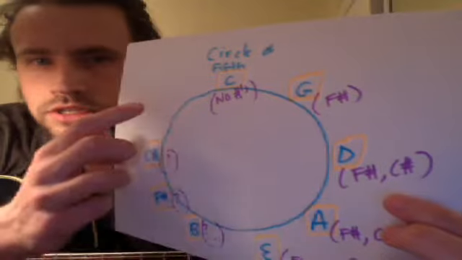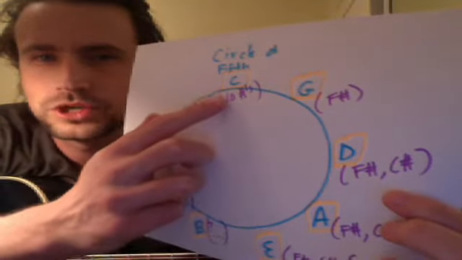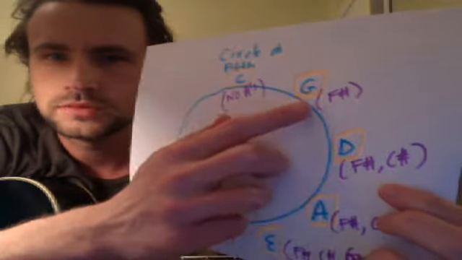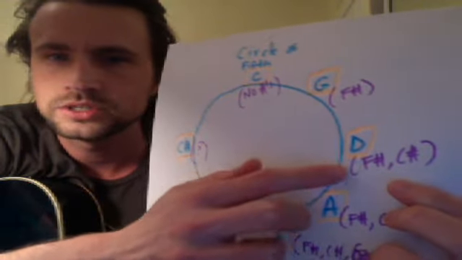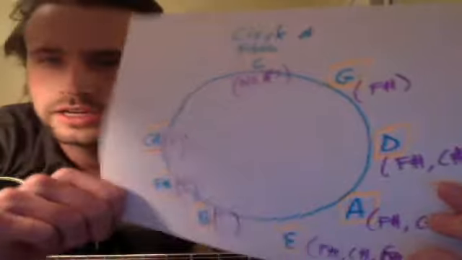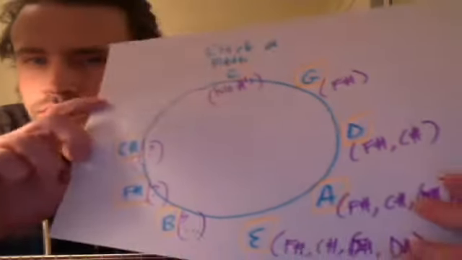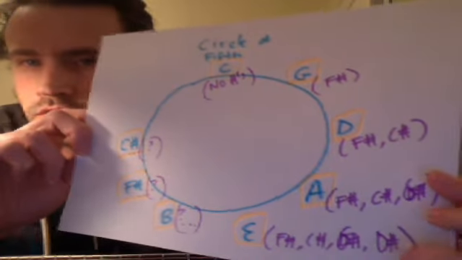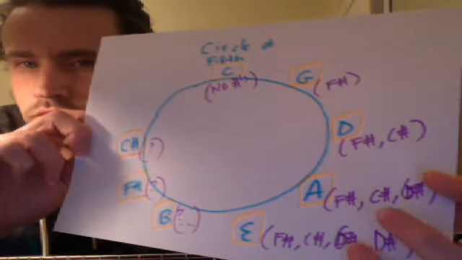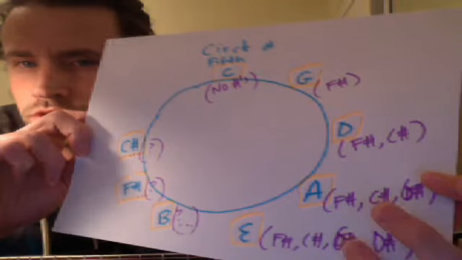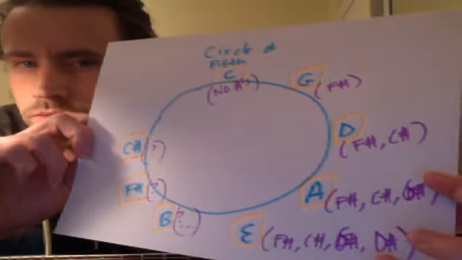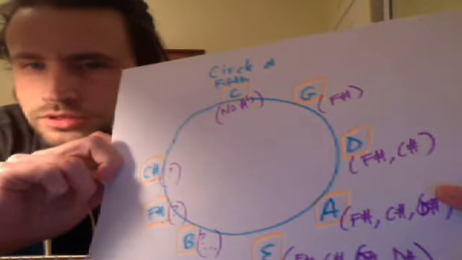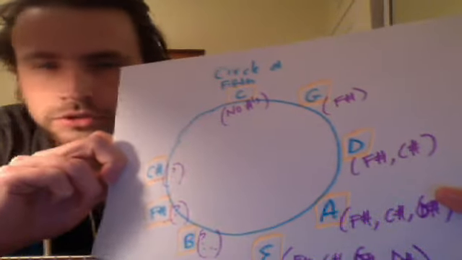So the key of C major has no sharps. The key of G has F sharp. The key of D has F sharp, C sharp. The key of A has F sharp, C sharp. That's supposed to say G sharp, I kind of wrote it wrong. And then the key of E major has F sharp, C sharp, G sharp, D sharp. And then B, F sharp, and C sharp major. I don't play with those keys. I don't know what sharps are in those keys.